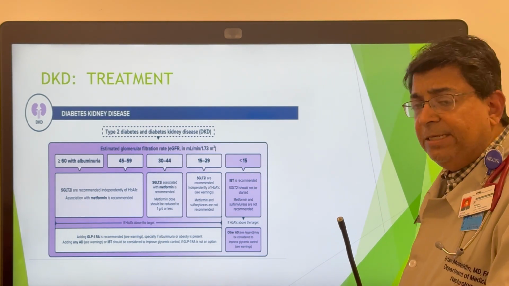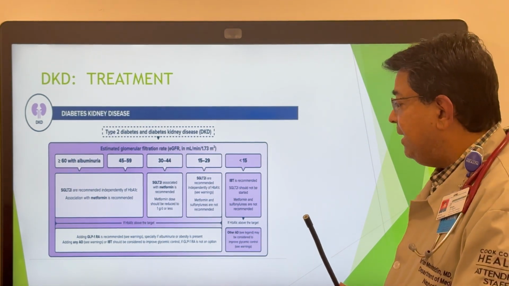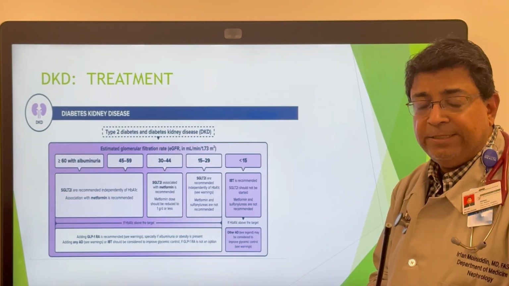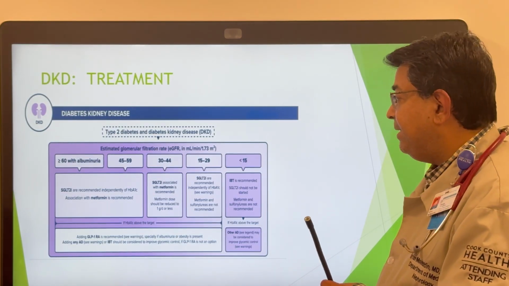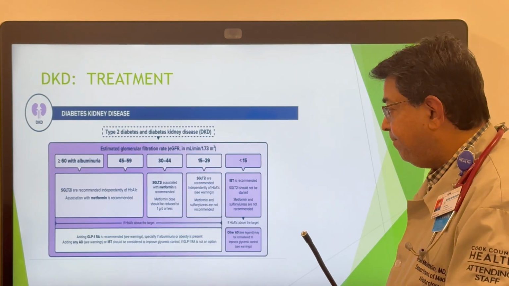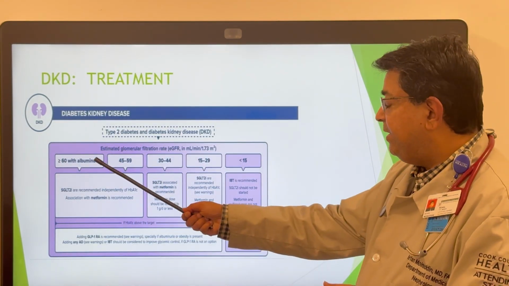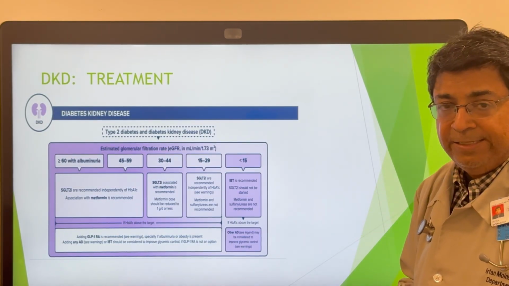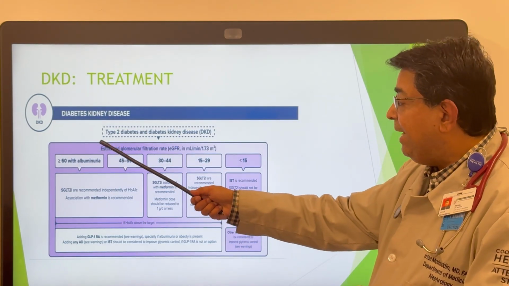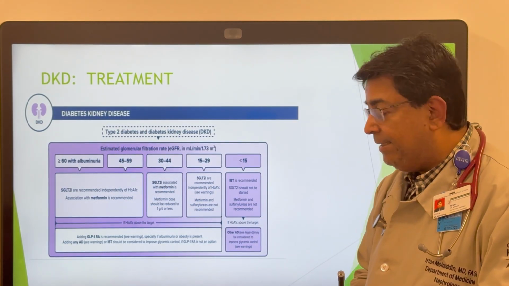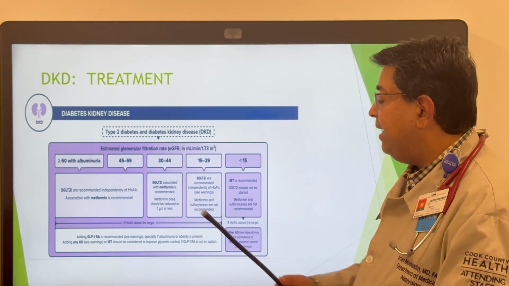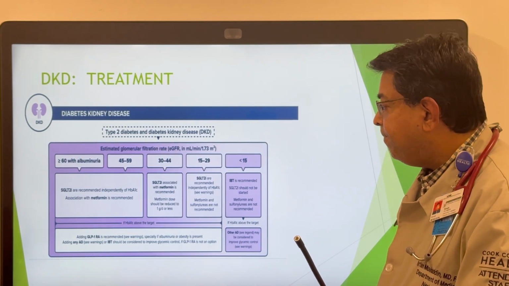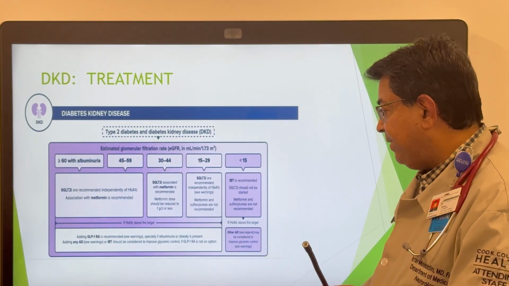So treating diabetes is actually now partly in the nephrology realm, although we still rely mostly on endocrinologists and primary care physicians to help us with treatment of diabetic kidney disease. If your GFR is greater than 60 with albuminuria, and albuminuria is actually an independent definition of chronic kidney disease, so even if your GFR is normal and you have albuminuria, then you have chronic kidney disease. So in these patients, SGLT2 inhibitors are recommended, independent of A1C, and association with metformin is recommended.